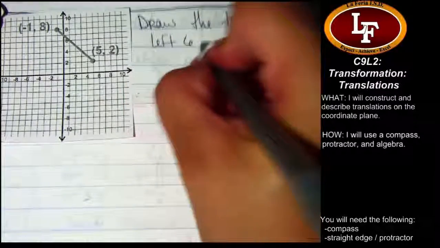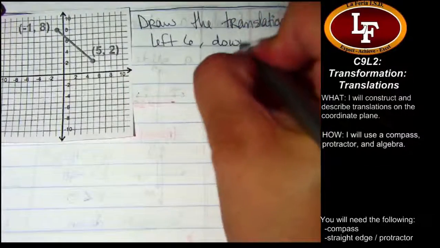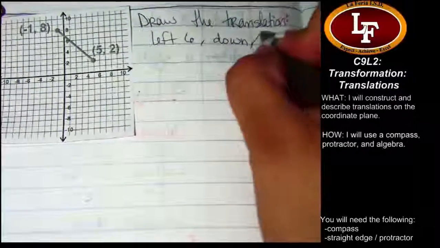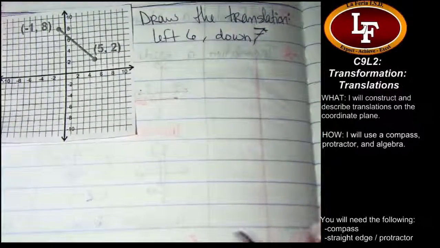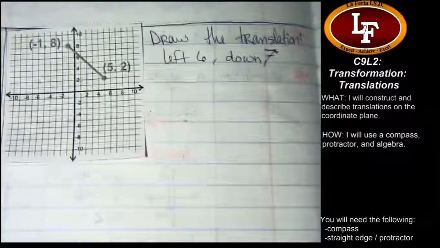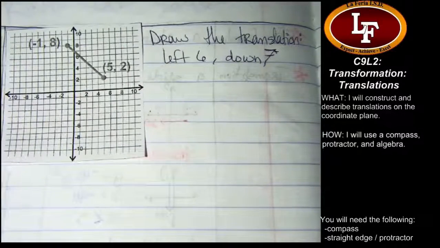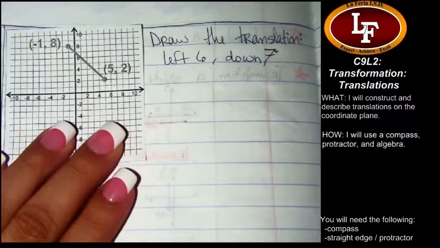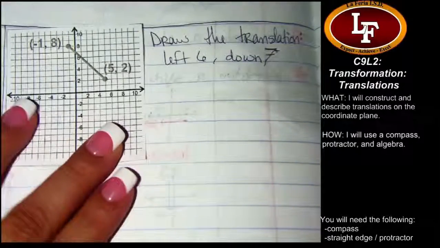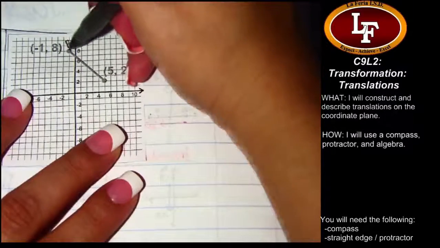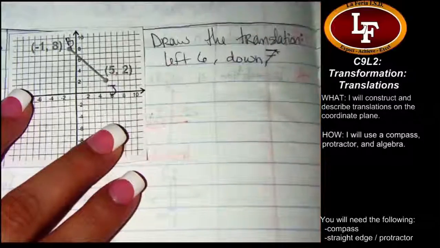Left 6, down 7. That's the translation I would like to draw on this picture. I need to name this thing first. Can I have 2 letters, please? B and J. There they are.